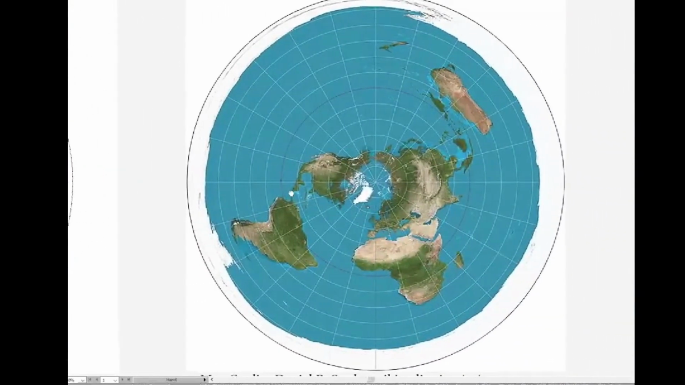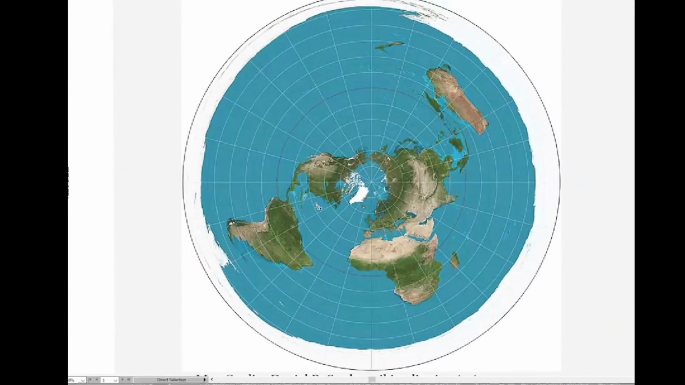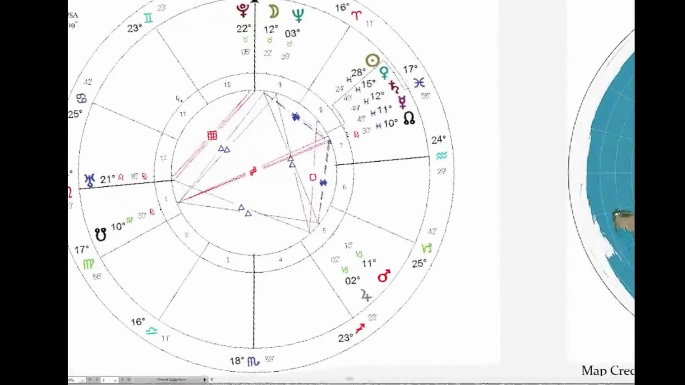So this is a flat earth projection. It doesn't matter if you think the earth is flat or not. This is this, and I'm going to explain that.